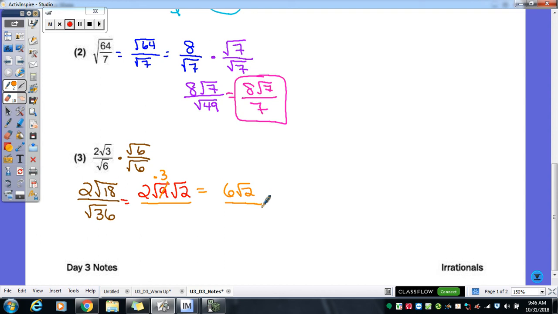That's in our top, so we've simplified our top. In the bottom, square root of 36 is 6, so I'm just going to carry my 6 through. And then can I reduce? Yeah, those 6's cancel. And we get radical 2 as our answer there.